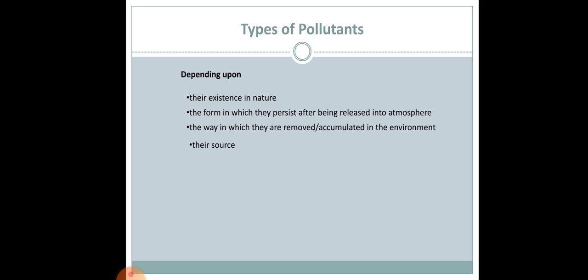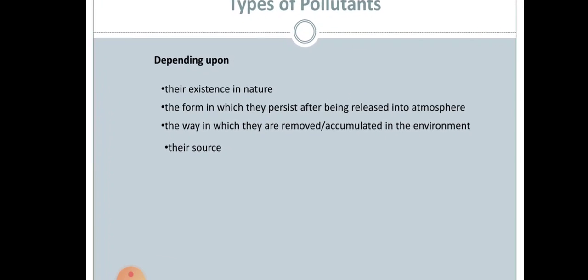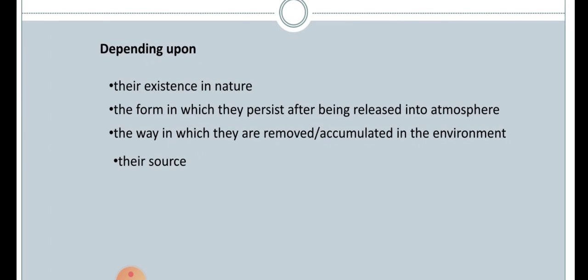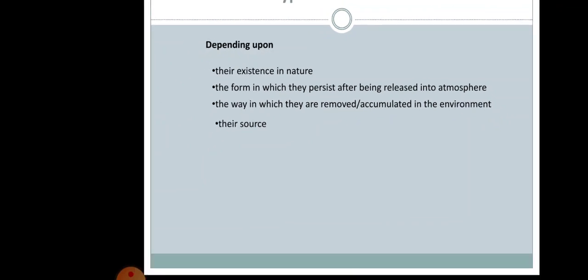So there are different types of pollutants. Pollutants may be classified based upon their existence in nature, the form in which they persist after being released into the atmosphere, the way in which they are removed or accumulated in the environment, and also based on their source. So we'll see each of these.